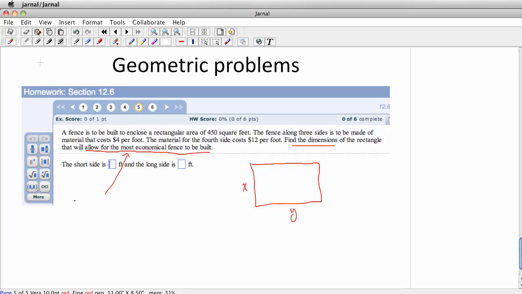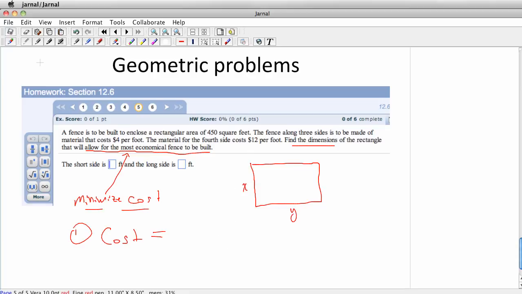Most economical means that we're trying to minimize cost. Okay? So minimizing cost is going to be our goal. So in terms of working the problem, that means that we need a cost function. We need a function that gives us cost, because the idea of these max-min problems is that we're able to maximize or minimize the output of a function. So if we're trying to minimize cost, we need a function whose output is cost. We need an equation that says cost equals something. So we're going to answer this in terms of the variables. Let's read the problem now.